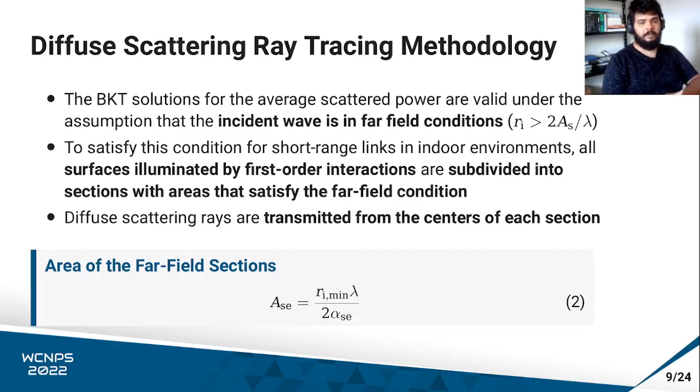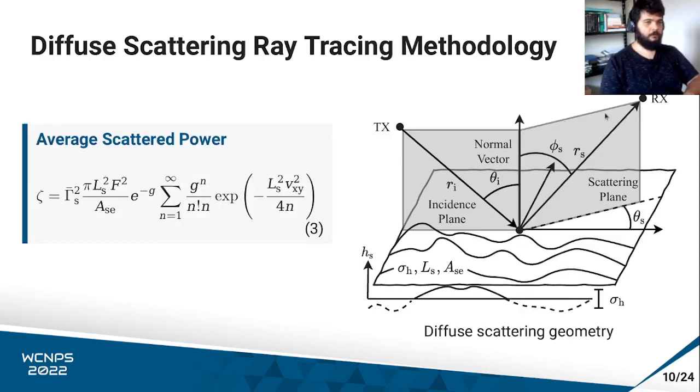The diffuse scattering rays are transmitted to the centers of each section. The area of these sections is calculated according to equation 2. According to the Beckmann-Kirchhoff theory, the average scattered power is calculated as described in equation 3. In this figure on the right, the basic geometry of the diffuse scattering is illustrated.